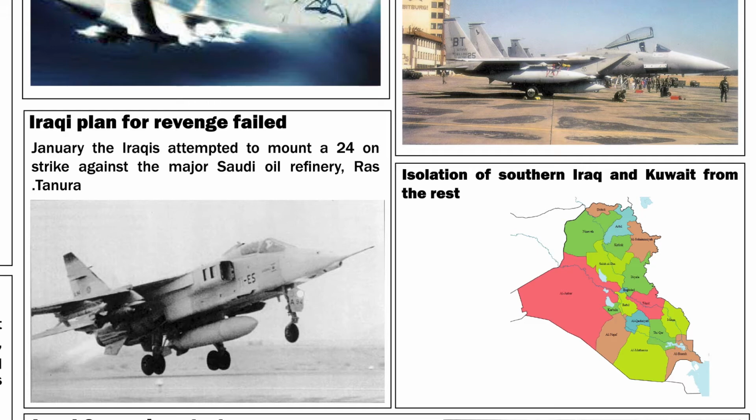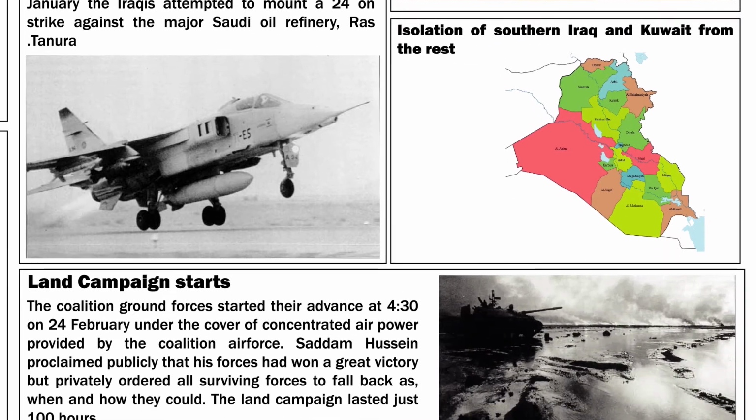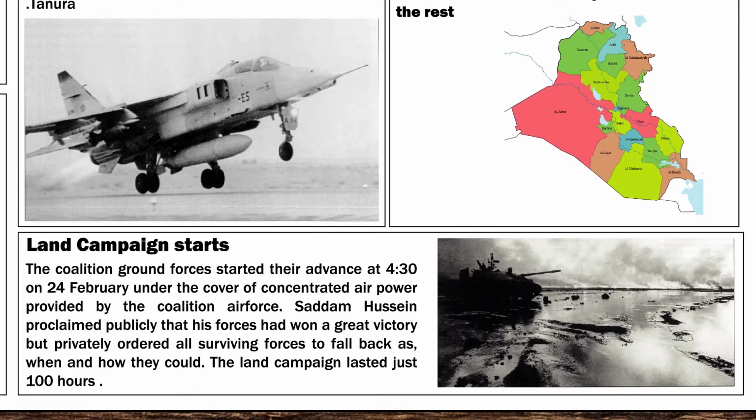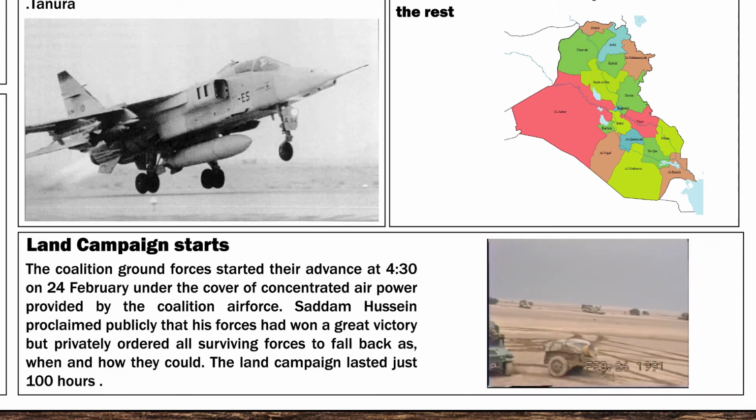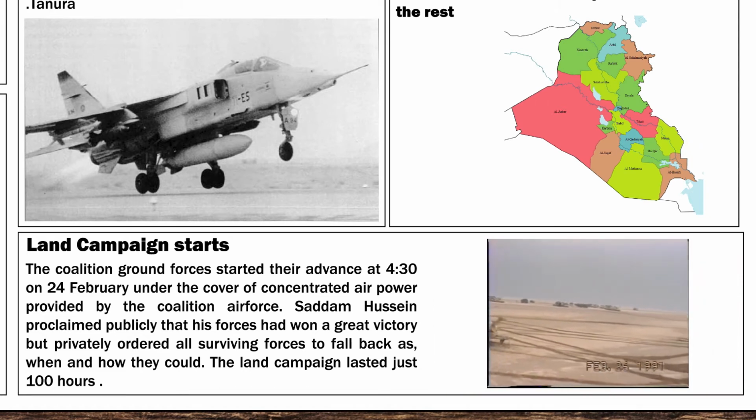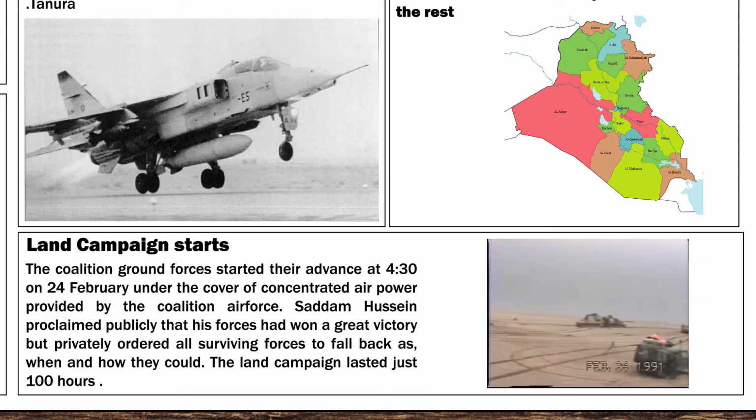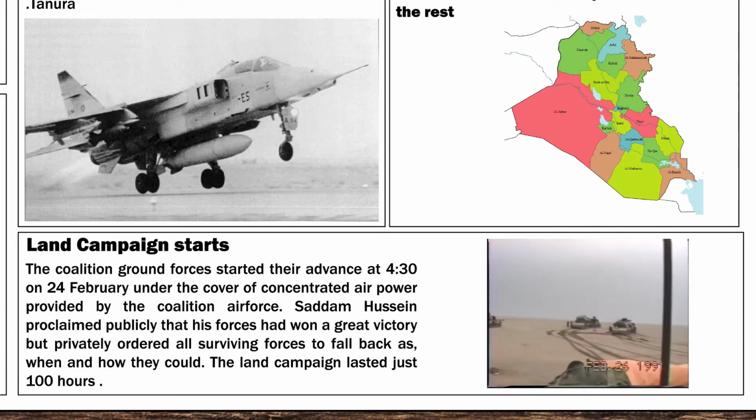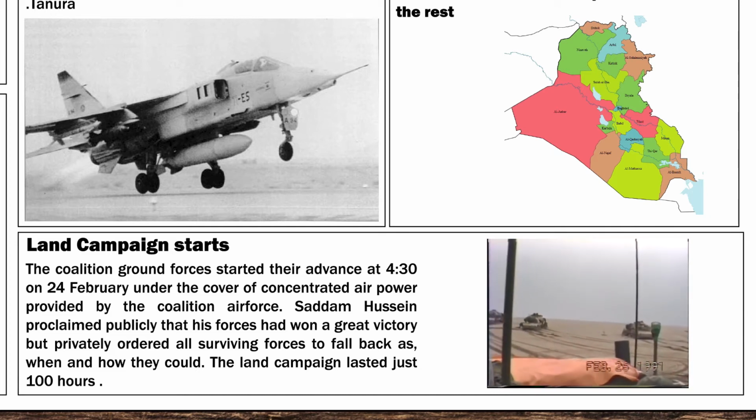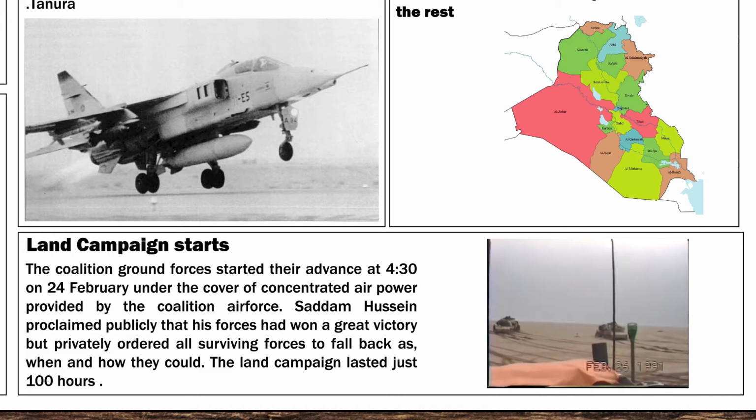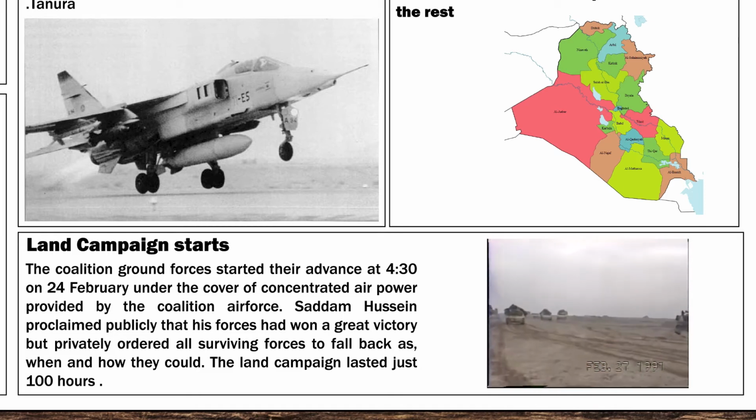Tigris and Euphrates. The land campaign was scheduled to start on February 24th, and by the day before, the coalition air forces had claimed the destruction of 1,685 tanks, 925 armored personnel carriers, and 1,485 pieces of artillery.